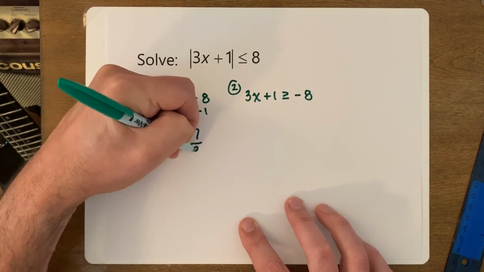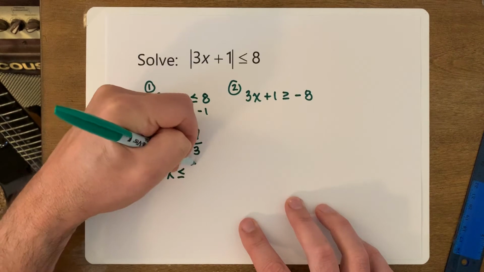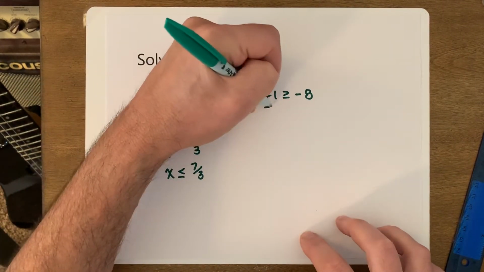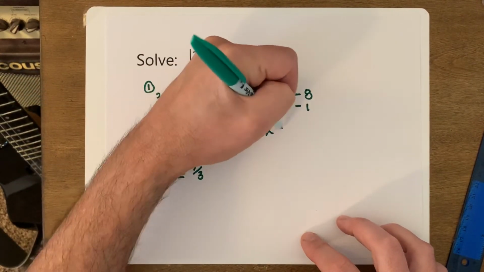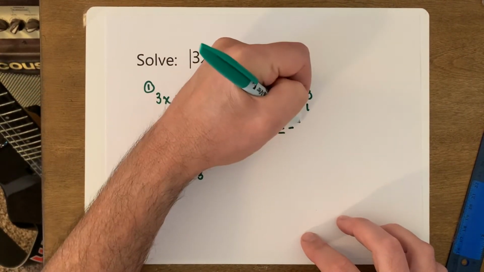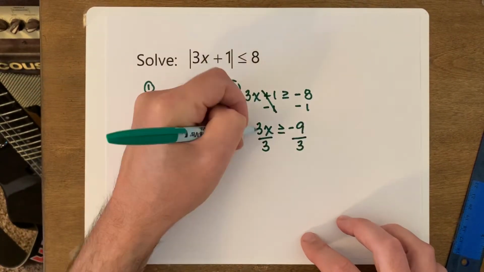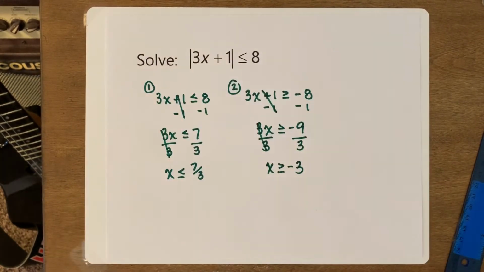Divide by 3. And we've got a fraction here. X less than or equal to 7/3. Very common to get fractions. That's no problem. -1, -1. Bring down my 3x. Greater than or equal to -9. Divide by 3. And we get x greater than or equal to -3.